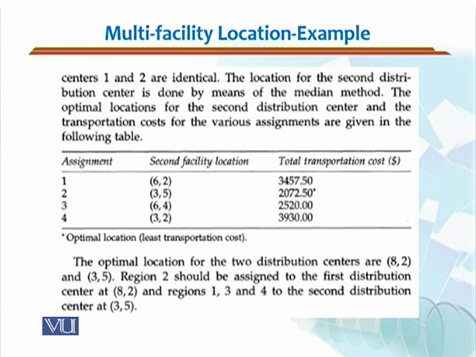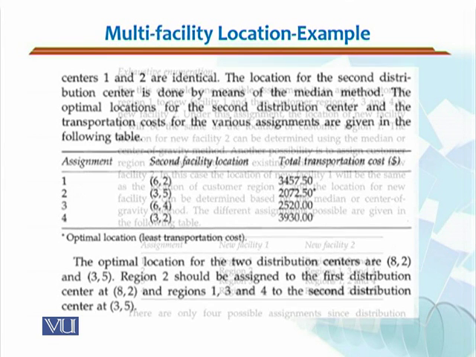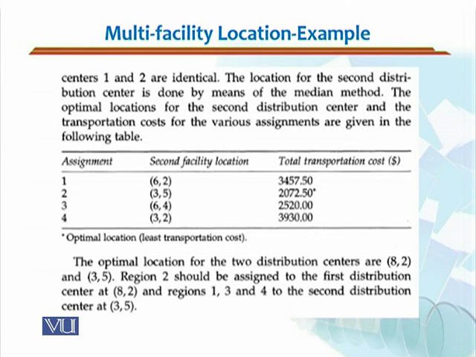So the optimal locations for the 2 distribution centers are 8, 2, and 3, 5. Region 2 should be assigned to the first distribution center at 8, 2, and regions 1, 3, and 4 to the second distribution center at 3, 5. Why? Because if you see the above table, the second facility location should definitely go to assignment 2 because it has a lower cost.